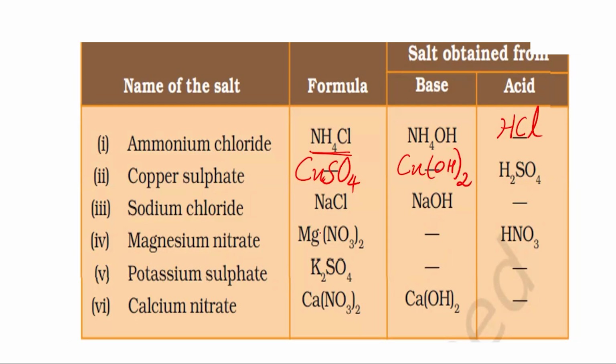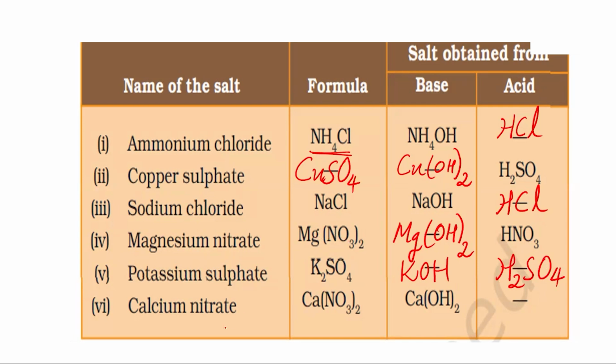Next is very simple, sodium chloride. Sodium chloride is made from NaOH and the acid is HCl. Next is magnesium nitrate, and the acid is nitric acid. What is the base from which magnesium nitrate is formed? Yes, magnesium hydroxide, Mg(OH)2. Next is potassium sulfate. Potassium means potassium hydroxide will be the base, and sulfate means sulfuric acid will be the acid. Next is calcium nitrate: calcium hydroxide is the base, and since it is a nitrate, the acid will be nitric acid.